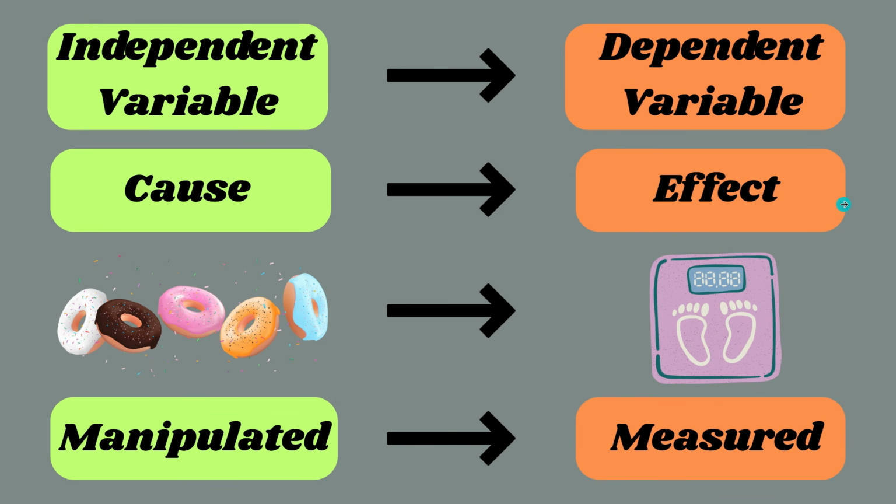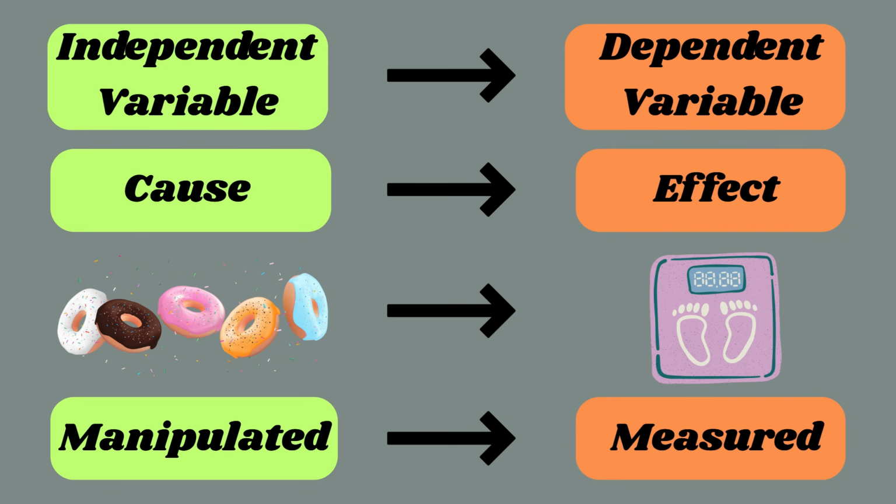We can also refer to these variables as the manipulated variable as the independent variable, and then the measured variable as the dependent variable, because most likely the thing that we are studying is something we're going to be measuring. For example, our weight in this case. So I am manipulating the number of donuts that each individual in the study is going to eat, and I'm going to then measure the amount of weight that those individuals are gaining.